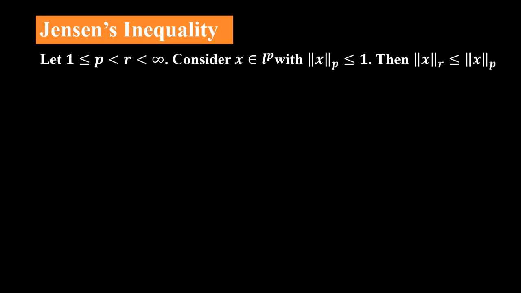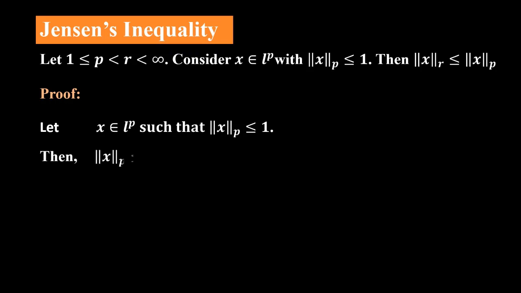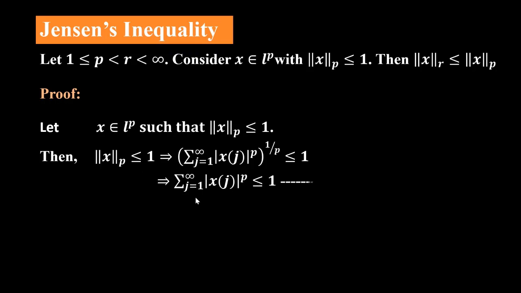So, proof. We take an element x belonging to l^p such that norm p of x is less than or equal to 1. By definition, this means the summation j varies from 1 to infinity of |x(j)|^p, whole raised to 1/p, is less than or equal to 1. This is the definition of norm p we already defined. Now this implies the summation j varies from 1 to infinity of |x(j)|^p is less than or equal to 1. This is our equation number 1. We will use this equation later.